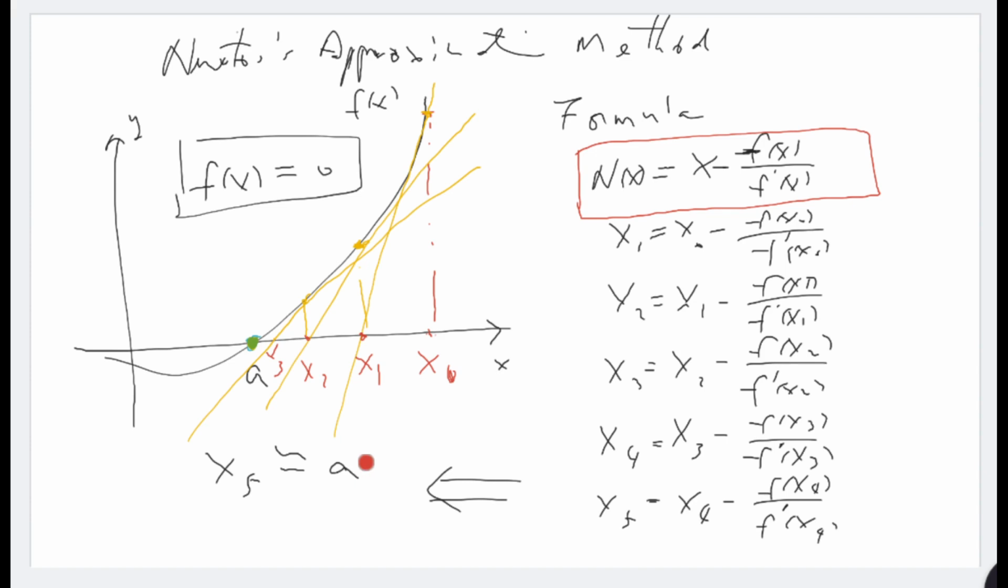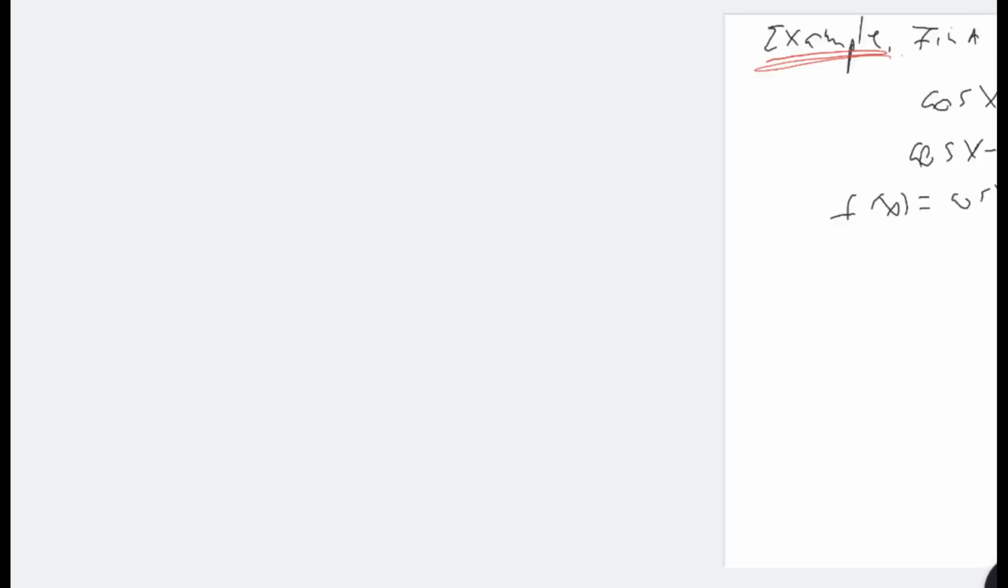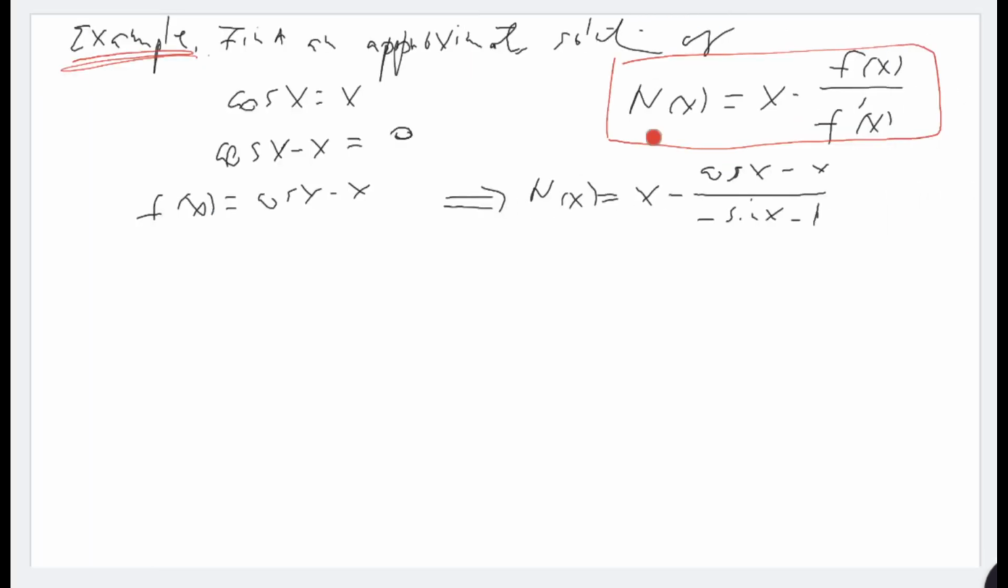Okay, so pretty simple. And this is considered one application of derivative, because the derivative of a function is involved. Okay, let's see one example. Here, let's find an approximate solution of cosine x equal to x. So this is an equation.